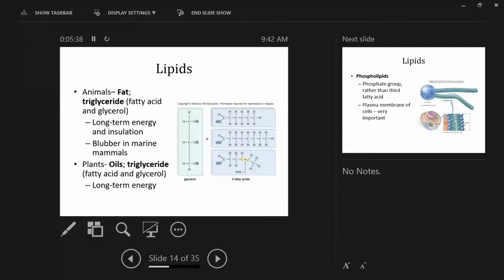Animals store fat in the form of triglycerides, which are these fatty acids with a glycerol group attached. We use lipids for long-term energy or insulation. Plants can't get fat, but they can store oils. That's how their triglycerides are stored. Again, these would be for long-term energy storage.